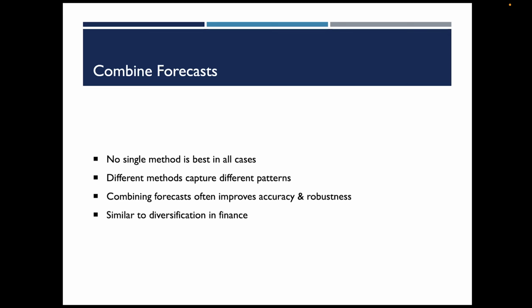Okay, next, combine forecasts. Here's an example from finance: do not put all of your eggs in one basket. No single method works best across all situations in forecasting. For example, exponential smoothing may capture short-term seasonality well. However, ARIMA may capture long-term trends. So combining these forecasts can help strengthen the forecast at the end, and it improves the accuracy and makes the forecast more robust.